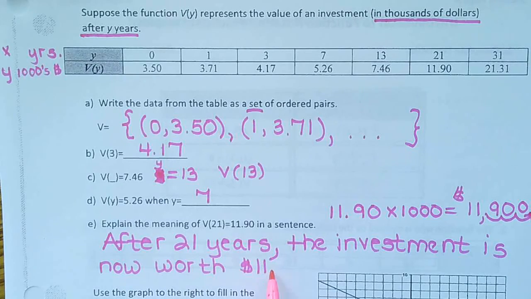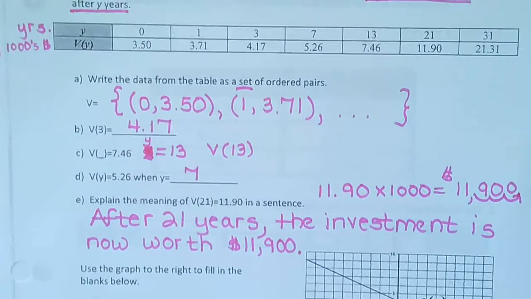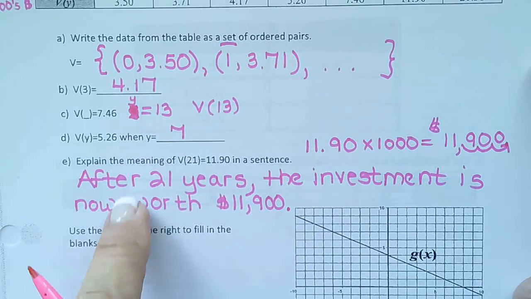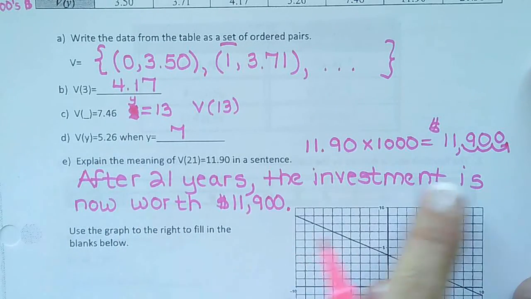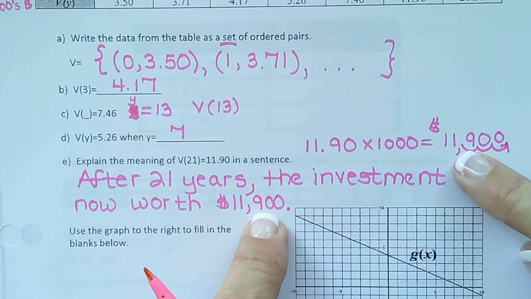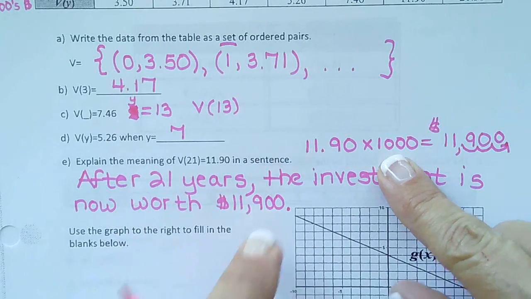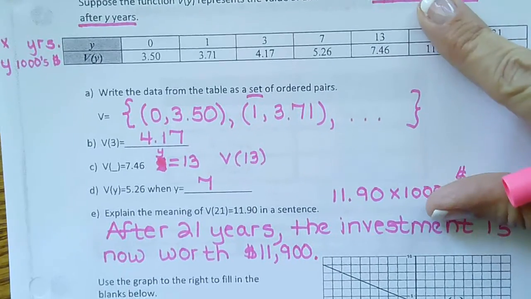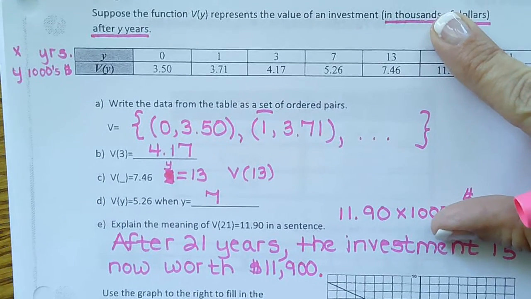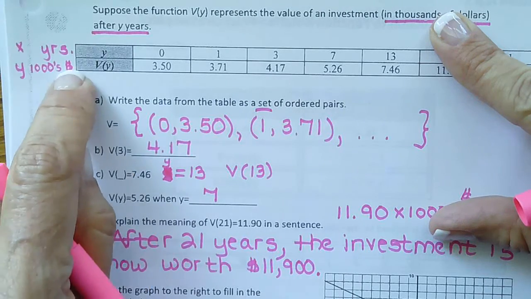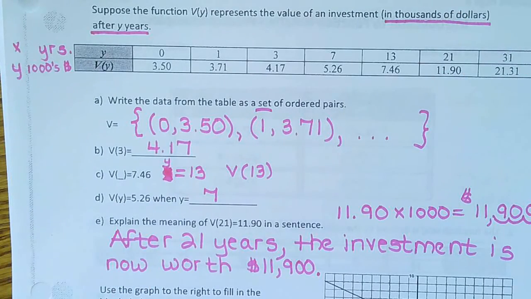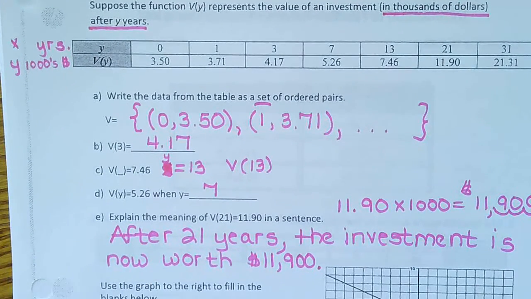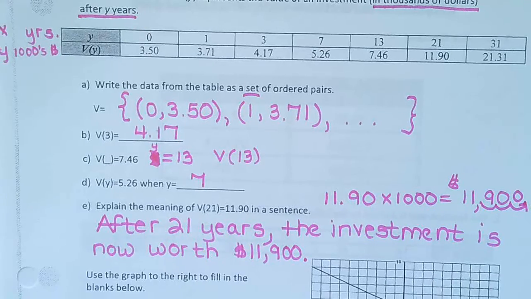And you do have to have labels on everything, complete sentences, and so on. So using the words from the problem, after 21 years, the investment is now worth $11,900, because we had to multiply that by 1,000 because of what they said in the beginning, in thousands of dollars. And we wrote thousands of dollars here as well. Okay, so everybody got that?